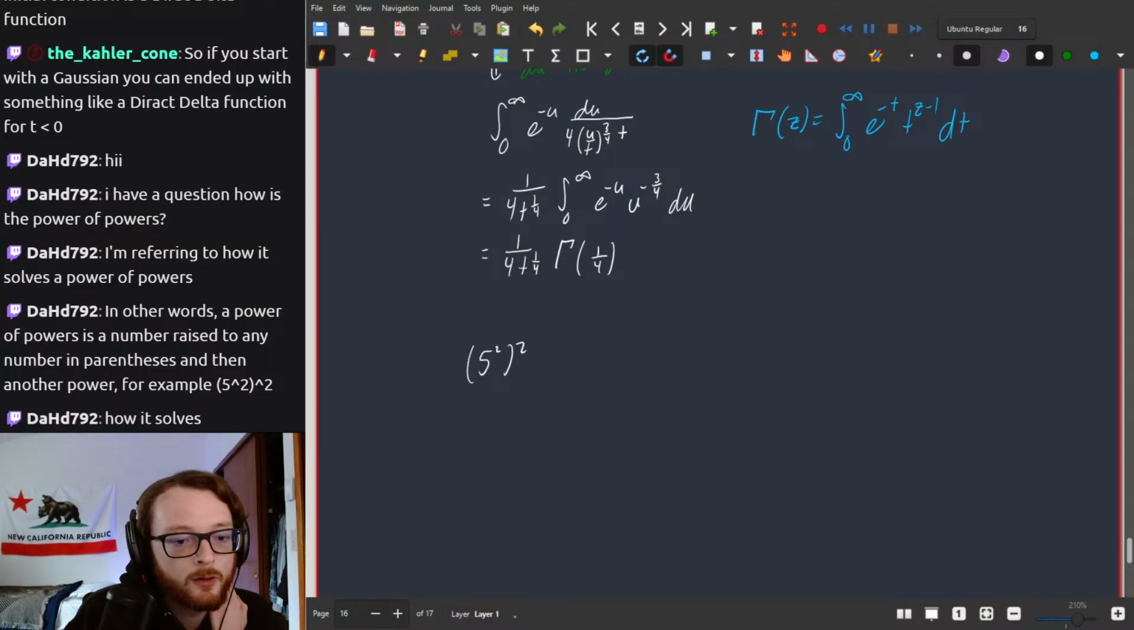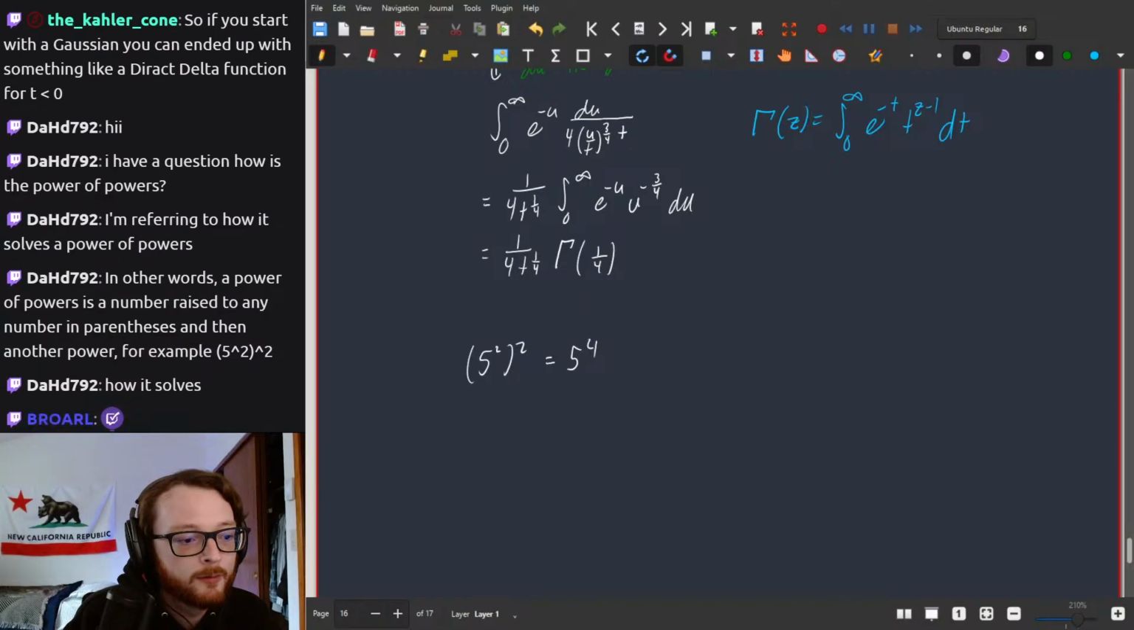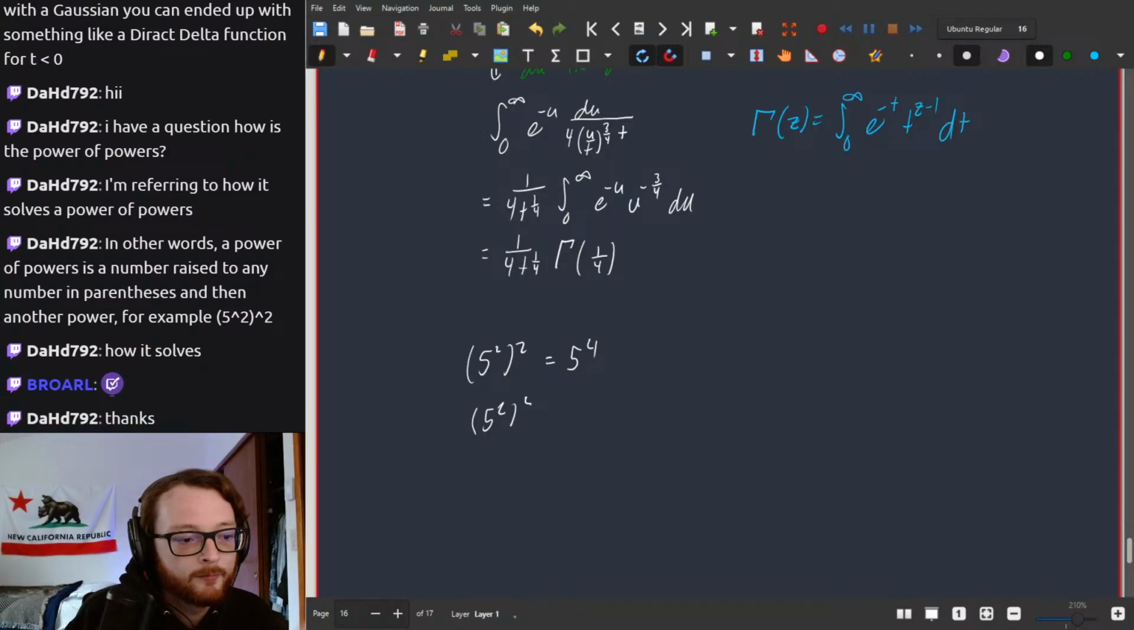The rule is that when you have this type of situation, the powers multiply. So when you have 5 squared squared, you'd have 5, and then you do 2 times 2 is 4. Hey, Broral. You could have also done the 5 squared first inside the parentheses to get 25, and then square that. It'll come out to be the same thing, but yeah, that's the answer. You just multiply the two numbers.